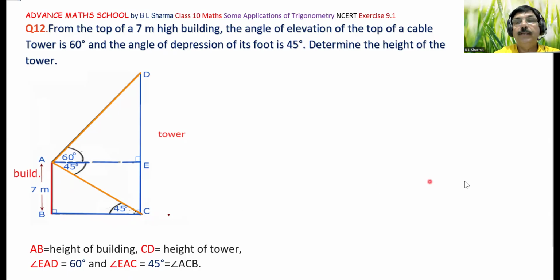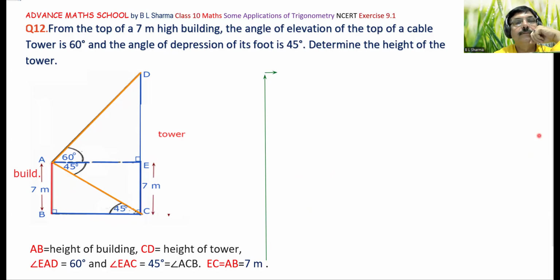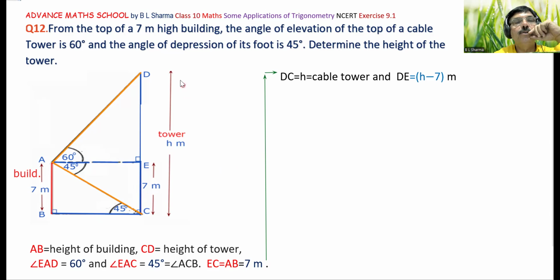And you can also get it from the trigonometric ratio. How? AC is equal to AB is equal to 7 meter. This 7 meter, so this is also 7 meter. Let the height of the tower be h meter. That is equal to the height of the tower, and DE is equal to h minus 7, because the total height is h meter. This is 7 meter. That is why this DE is h minus 7 meter.